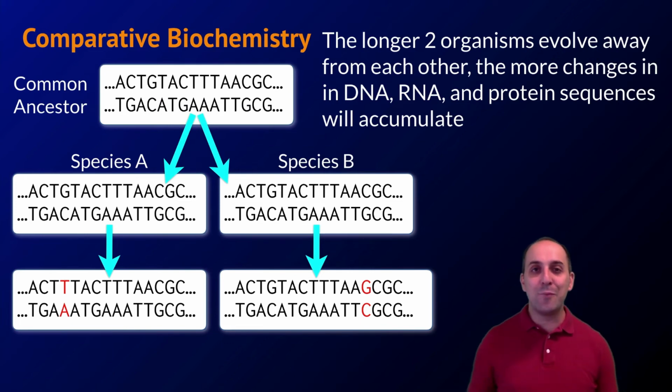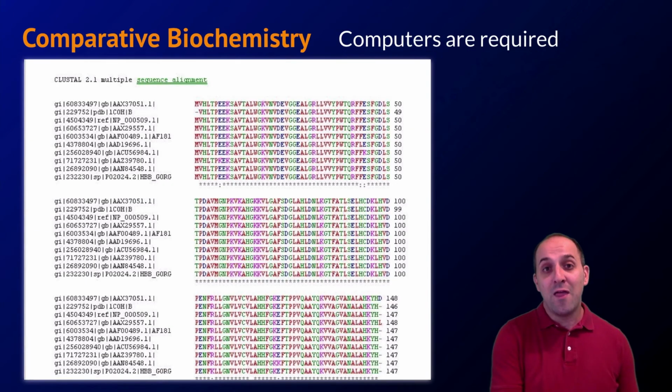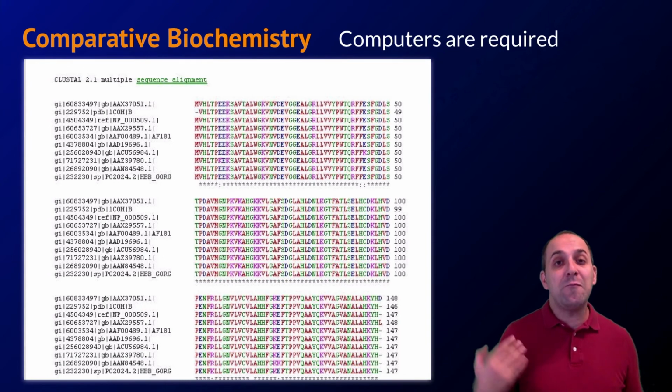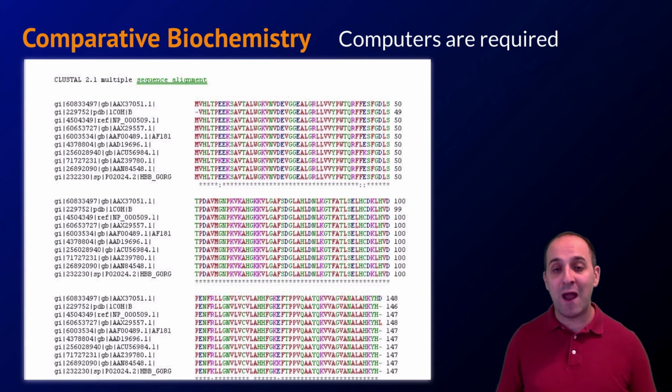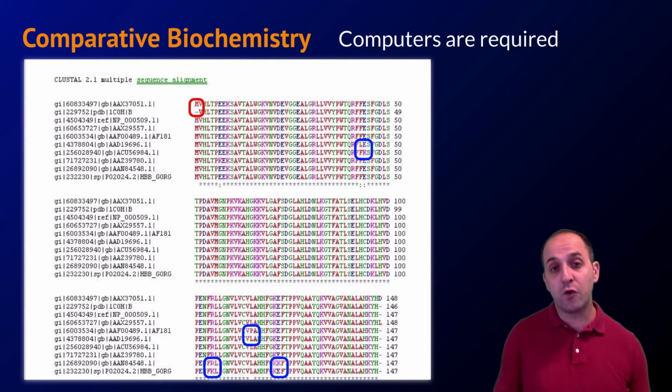This is a relatively simple notion, but when applied to nucleic acid and protein sequences that are many thousands, if not hundreds of thousands of units long, it's not possible to do this by hand or by eye. And so computers are used to analyze this bulk amount of data and find the differences in different species' nucleic acid, or in this case, protein sequences.